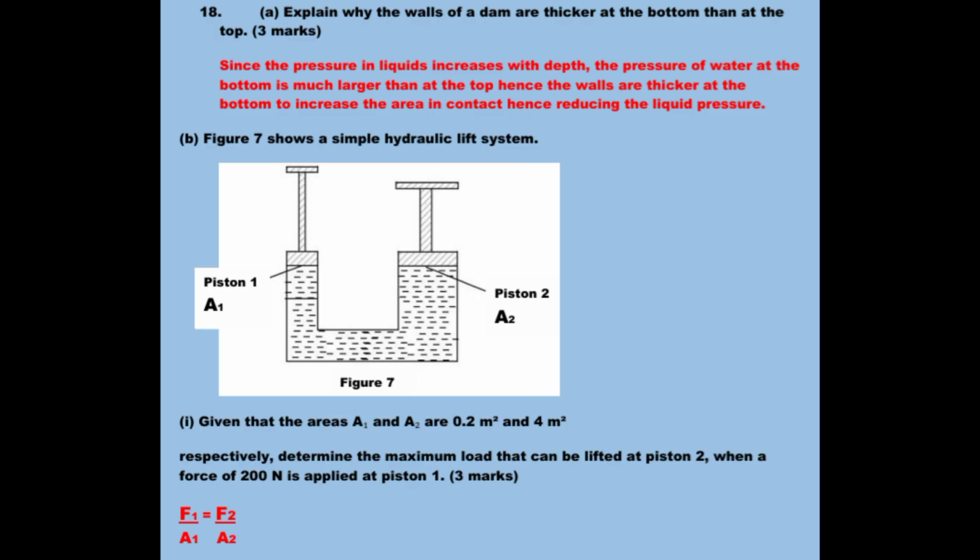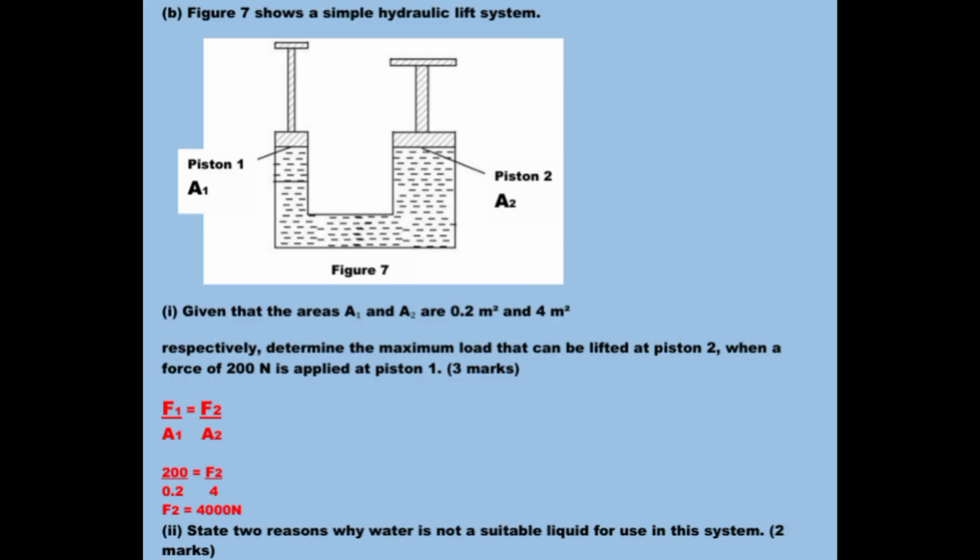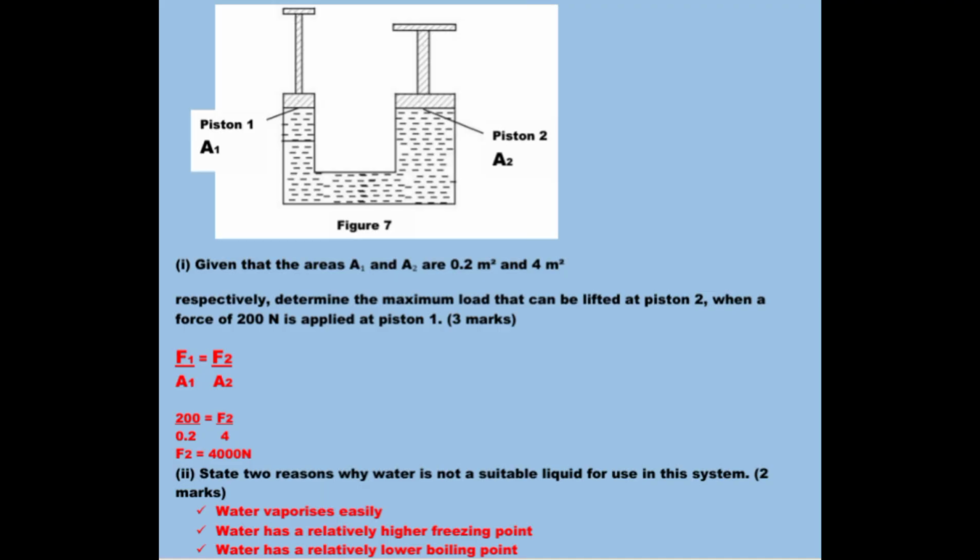So we all know that when you are applying Pascal's principle, the pressure applied at one point will simply be the same pressure transmitted to the other side. So the formula applied here is force 1 over area 1 is equal to force 2 over area 2. So force 1 is 200 Newton. We have area 1, which is 0.2 square meters. Then force 2 we don't have. Then area 2 is 4, which gives us force 2, which is also the load that can be lifted, as 4,000 Newton.